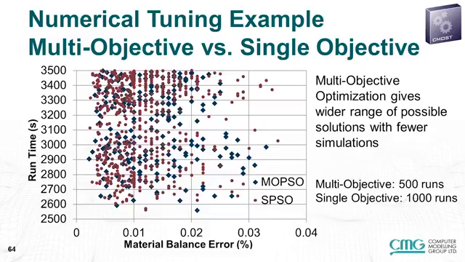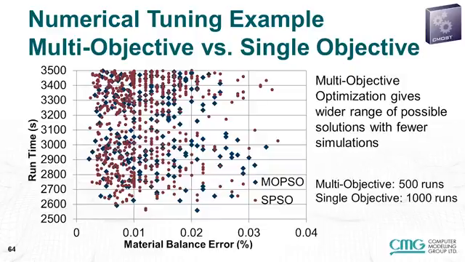So in a simulation example, we can look at a numerical tuning example where we're trying to adjust some of our numerical inputs into our data set in order to reduce our runtime. However, we also want to maintain a low material balance error so that we know that our results are accurate. So we've done this two ways in this example. One is using the traditional single objective function approach, and the second way is using the multiple objective function approach.